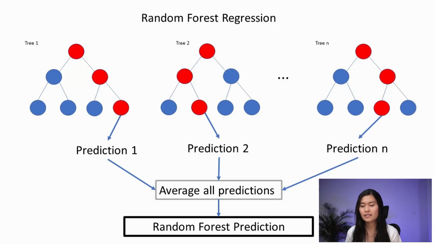For random forest regression, again, we have these individual decision trees. How it works is that it gets all the predictions of those trees and then averages them all. And then the average of all these predictions is the final prediction.